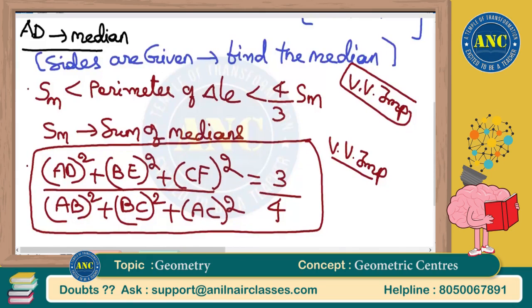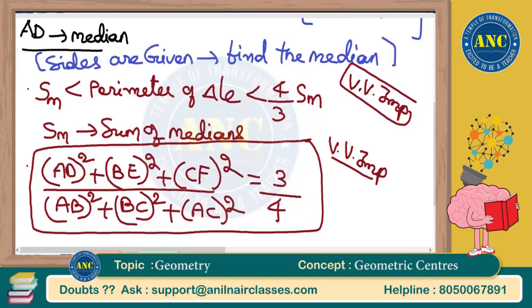Again, I'm repeating the important points. Median is nothing but the line joining the midpoint of a side to the opposite vertex. The median divides the triangle into two equal areas. In total, there are 6 equal triangles. Each smaller one is nothing but 1/6 of the total area. Centroid is nothing but the point of intersection of medians.